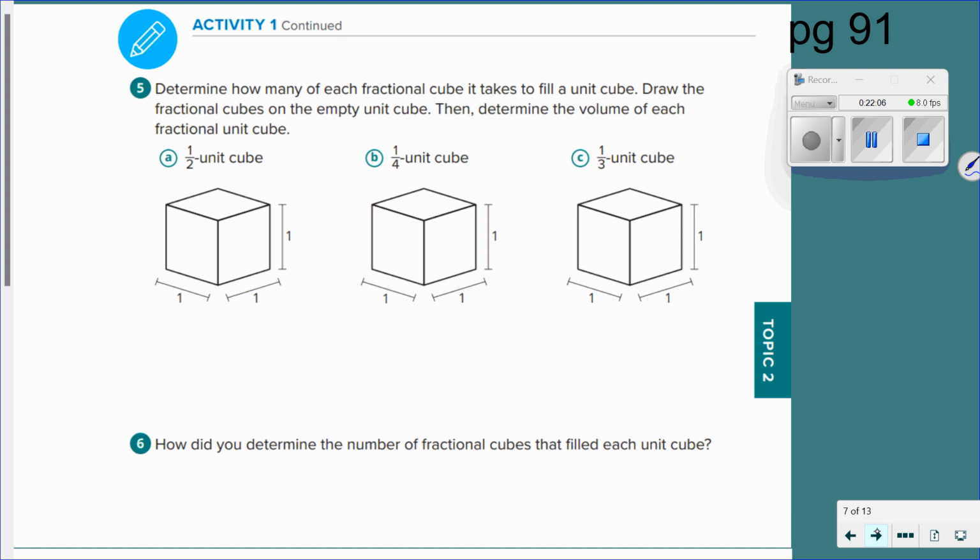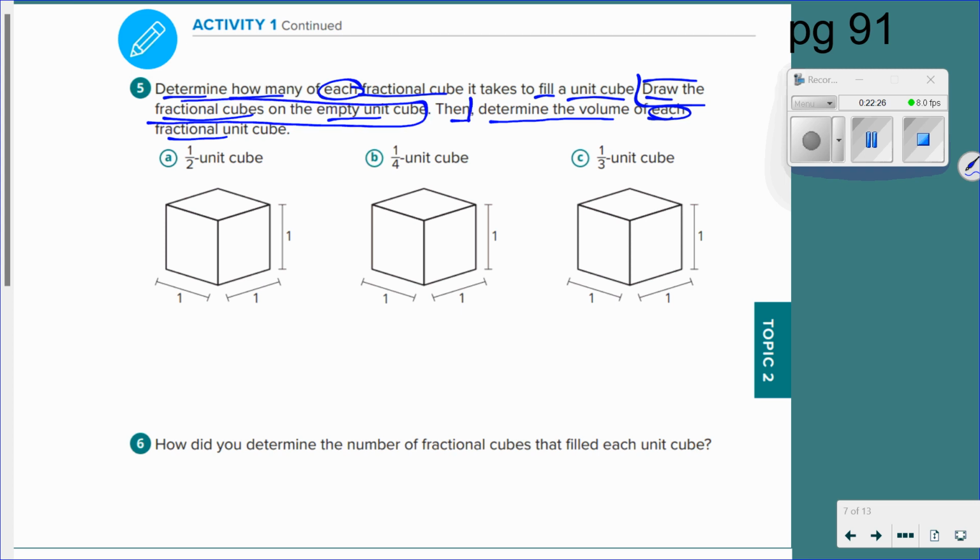So the big part on this, determine how many of each fractional cube it takes to fill a unit cube. We have 2 parts. We need to draw the fractional cubes on the empty unit cube, and then determine the volume of each fractional unit cube. So we really have 2 parts. We need to draw the fractional cubes and determine the volume of each one. Okay? So we're going to start with the drawing to help you understand it.